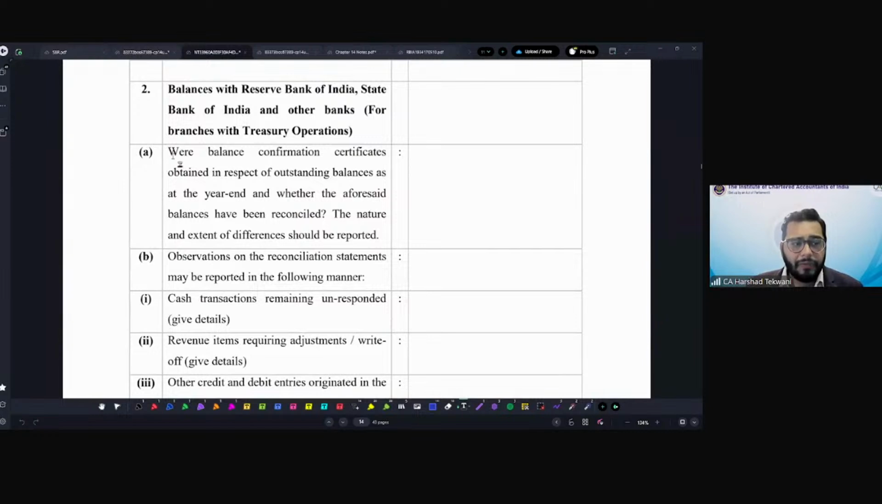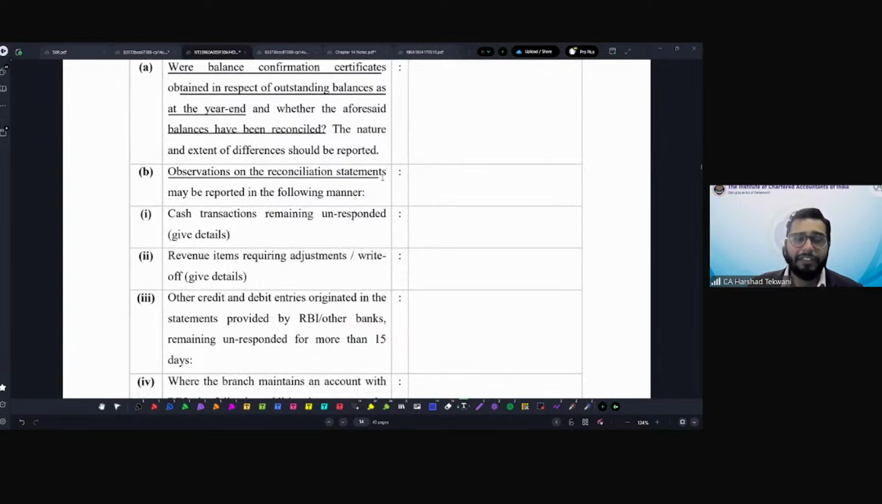So, whether balance confirmation certificates were obtained in respect of the outstanding balance at the year end, and whether they have been reconciled. For example, the branch is showing in its books a balance with the RBI of 2 CR. But in the books or statement of the RBI, the branch balance is only 1 CR. So whether these statements have been obtained or reconciliations have been done. Okay, what were the observations on the reconciliation statements?